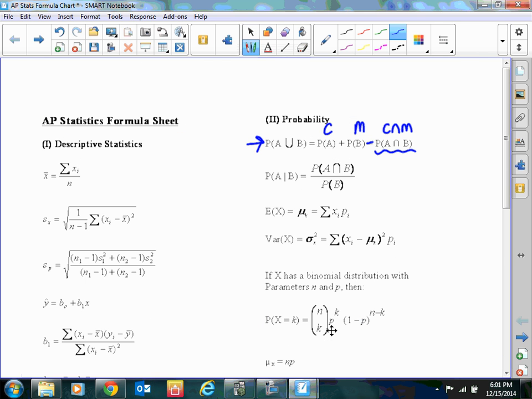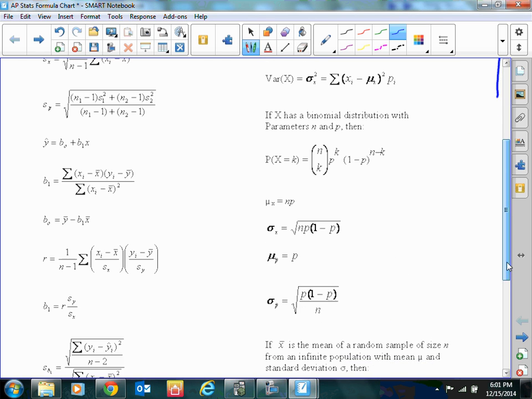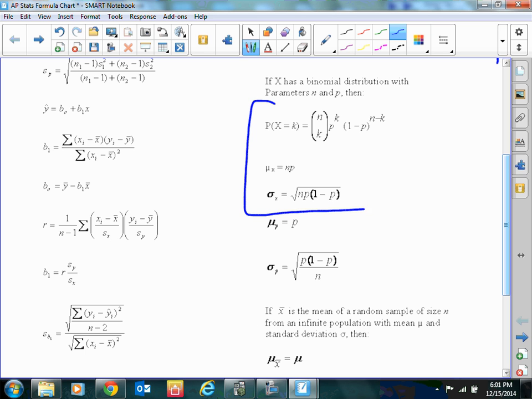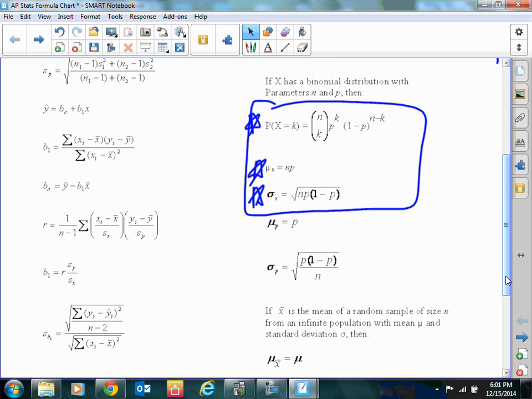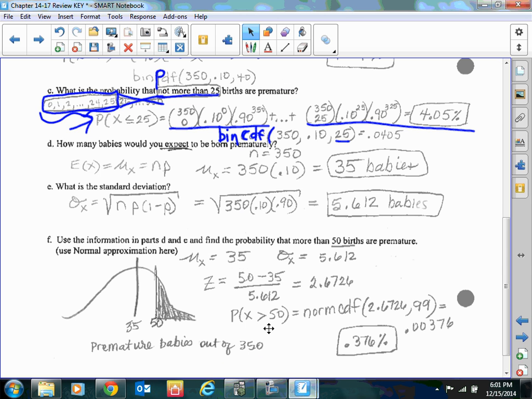This is coming from how many would you expect? And here's the formula for expecting with this standard deviation. Of course, here's your binomial formula if you needed to look at that to fill in your work. And so I just multiplied. I got 35 babies. The standard deviation is 5.612. And for F, use that information in parts D and E.